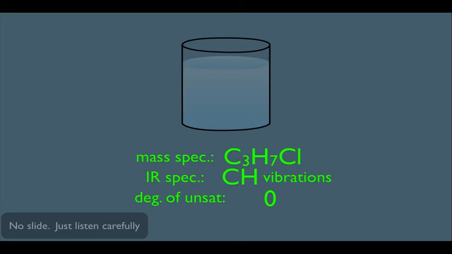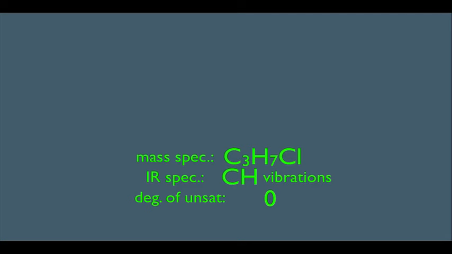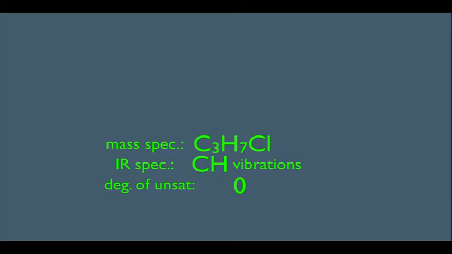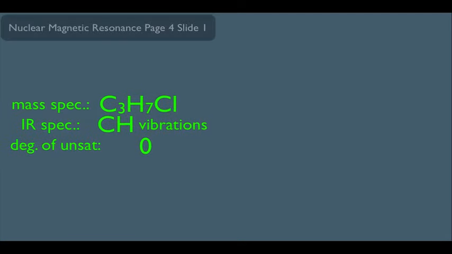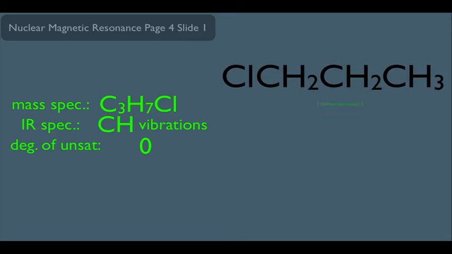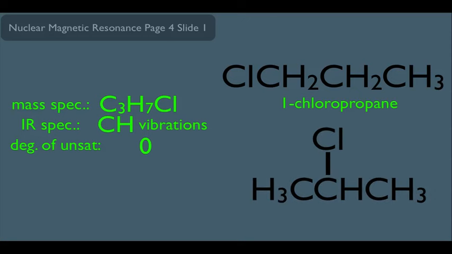And remember, what this 0 means is that our molecule has no double bonds, no triple bonds, or no rings. Now, think about what structures might fit the data at this point. Your molecule could possibly be 1-chloropropane. Notice this molecule does have 3 carbons, 7 hydrogens, and 1 Cl. However, your molecule can also possibly be 2-chloropropane.